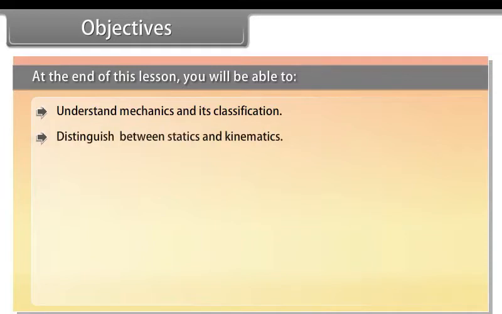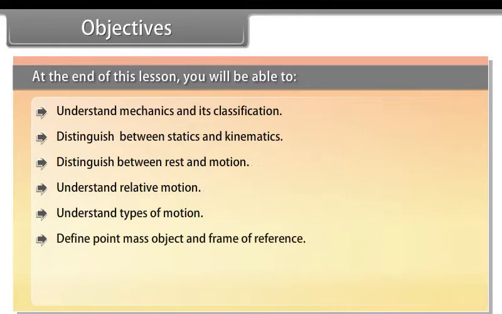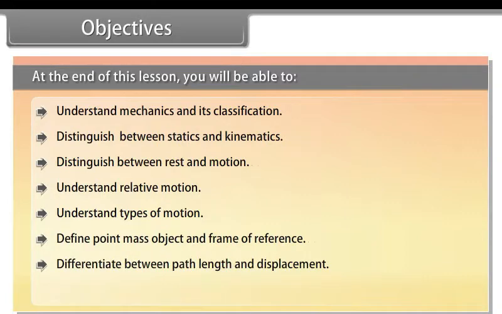Objectives. At the end of this lesson, you'll be able to understand mechanics and its classification, distinguish between statics and kinematics, distinguish between rest and motion, understand relative motion, understand types of motion, define point mass object and frame of reference, differentiate between path length and displacement, and differentiate between speed and velocity.